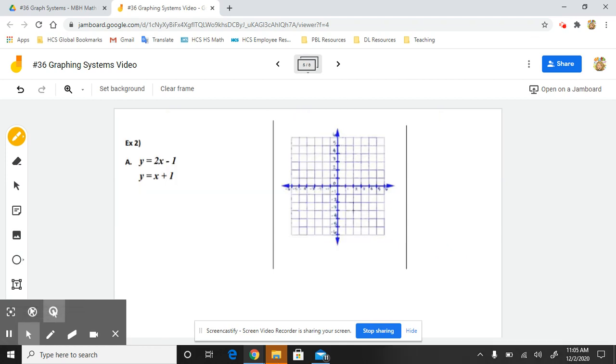All right. This next part, I want you to actually graph the system with me. So we're going to graph it in Desmos.